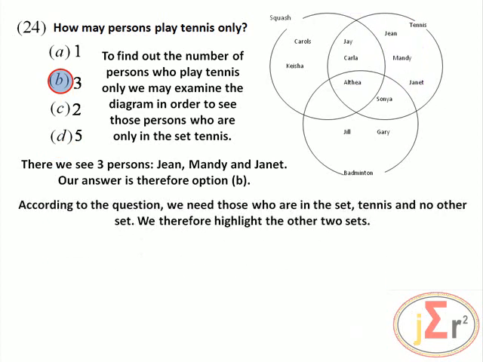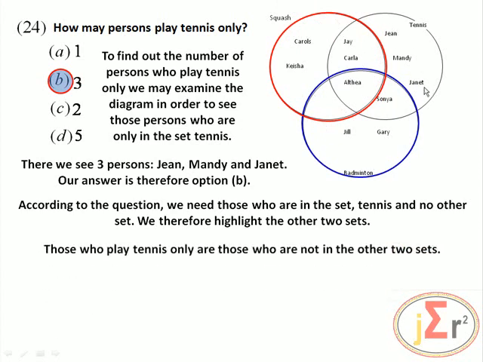According to the question, we need those who are in the set tennis and no other set. We therefore highlight the other two sets. So let us do that. Good. So we highlight the other two sets. And we need to know those who play tennis and they do not play the other two games. So if they play tennis and do not play the other two games, we need all the players that are not in these two sets. So the ones that are not in this and they are not in this one. What are they?